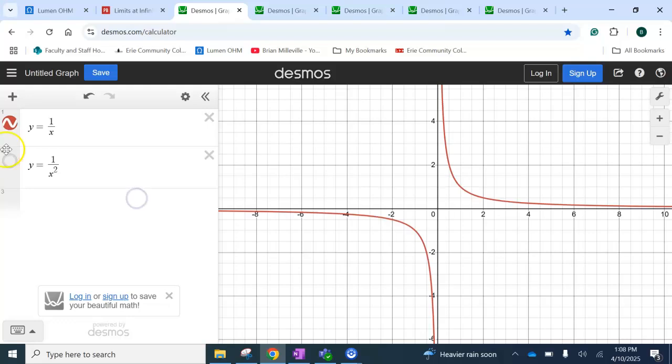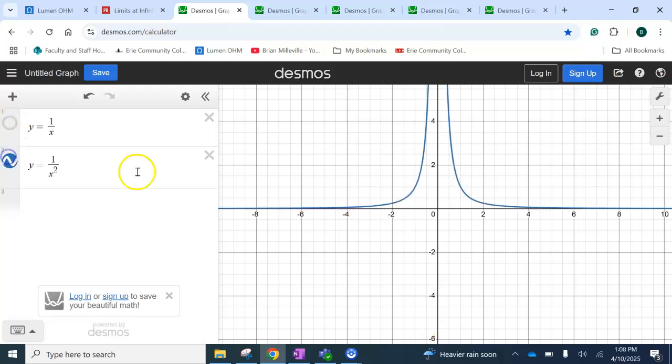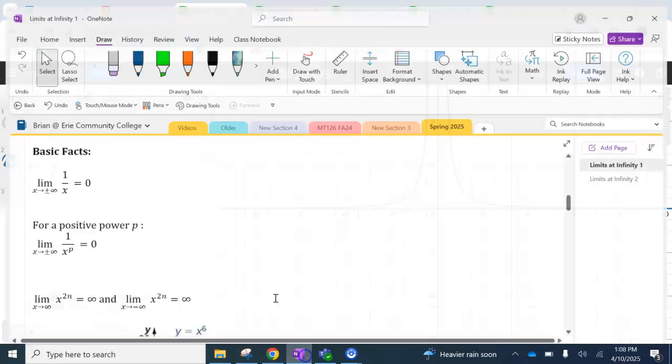If we look at 1 over x squared, very similar looking graph going left to right, it levels out at 0, gets closer and closer to y equals 0. This time the graph, though, is all above the x-axis because when we square any negative number, this becomes positive. And similar for any other 1 over x to a positive power.